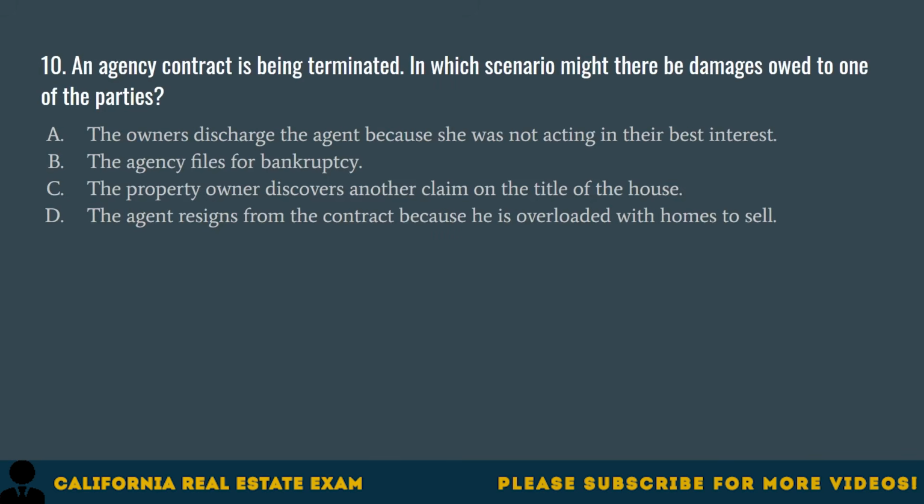Question 10. An agency contract is being terminated. In which scenario might there be damages owed to one of the parties? A. The owners discharge the agent because she was not acting in their best interest. B. The agency files for bankruptcy. C. The property owner discovers another claim on the title of the house. D. The agent resigns from the contract because he is overloaded with homes to sell. The correct answer is D. The agent resigns from the contract because he is overloaded with homes to sell.